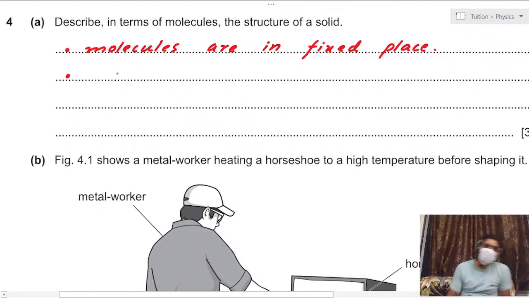Yes, that's the right thing. That would be the only thing that you need to consider. If the specific heat capacity is in kilograms, mass should be in kilograms. If the specific heat capacity is in grams, mass has to be in grams. All right, molecules are in fixed place.